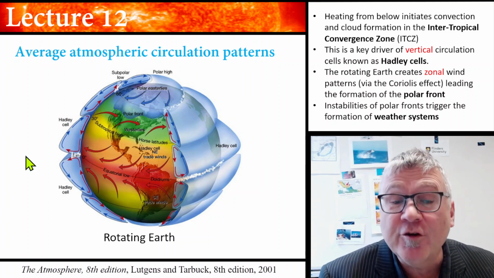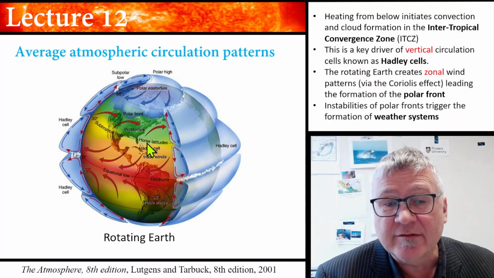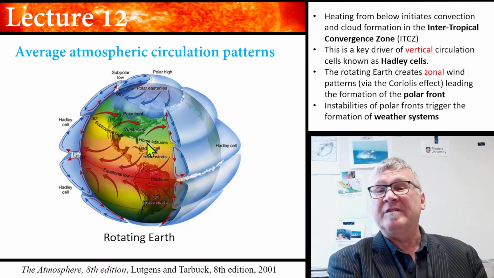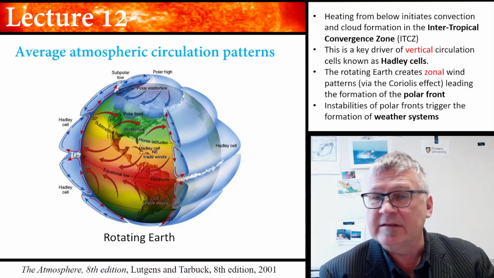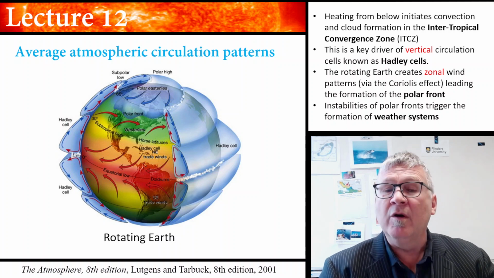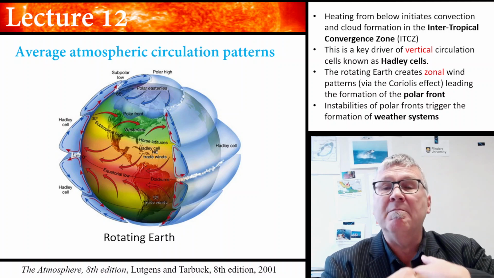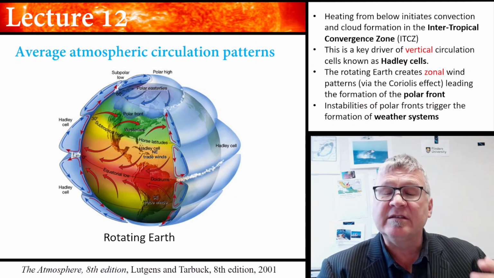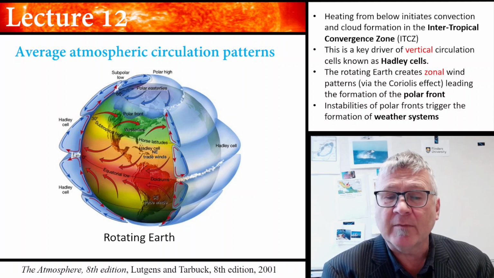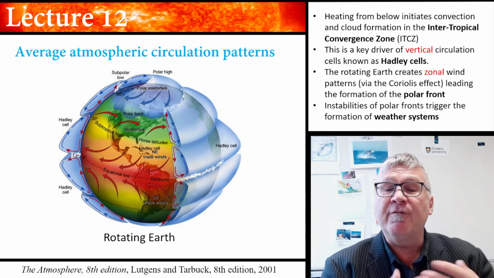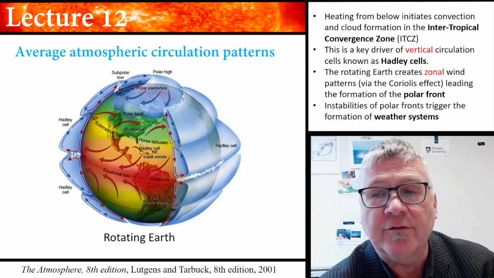So we have vertical circulation patterns and we have horizontal winds, and they both operate at the same time. It's a little bit tricky to imagine because it's a dynamic system. The horizontal winds are generally much stronger than the vertical motions. However, the vertical motions are crucial for the formation of clouds.